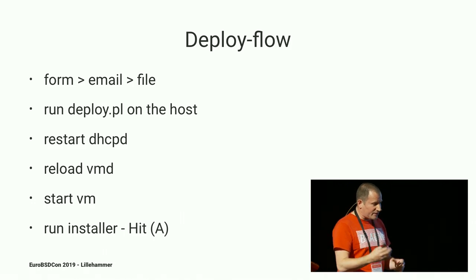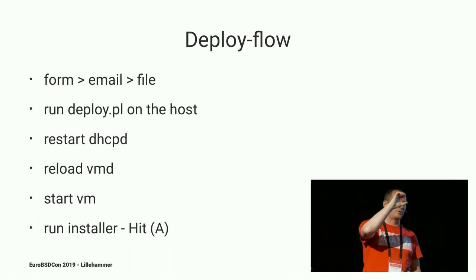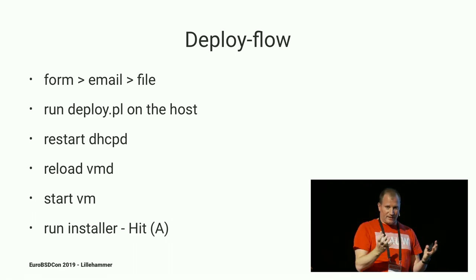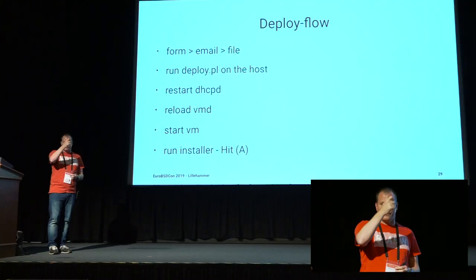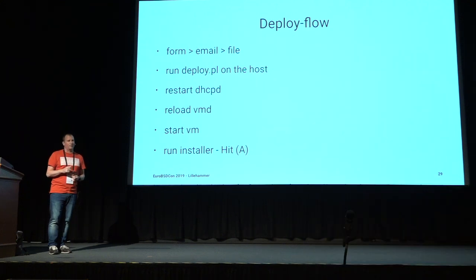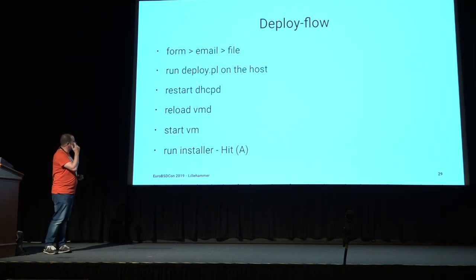So the flow in itself is I have a contact form on our website. So you put all your information in there. That sends me an email, rightly formatted. I put that in a text file. So I look, hey, which VM ID is still available. If it's full, I take a different host. I paste that in, and then I run the deploy script. I restart DHCPD, I reload VMD to actually take the new configuration, and then I start the VM and I hit A, because PXE is not working.